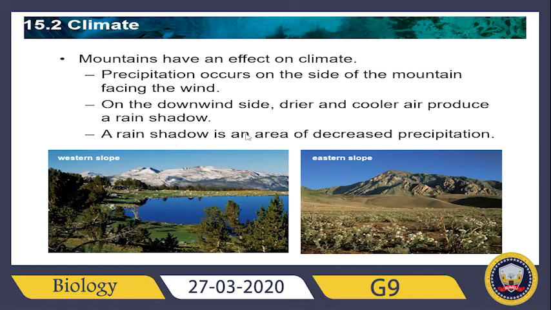A rain shadow is an area of decreased precipitation. This is a rain shadow. Okay, so on the part that is facing the wind, you'll find a higher precipitation ratio. The other slope that is not facing the wind has a lower precipitation rate and a drier climate.